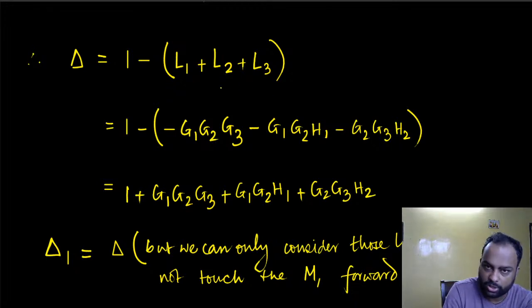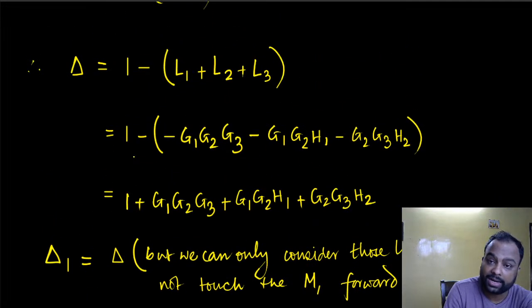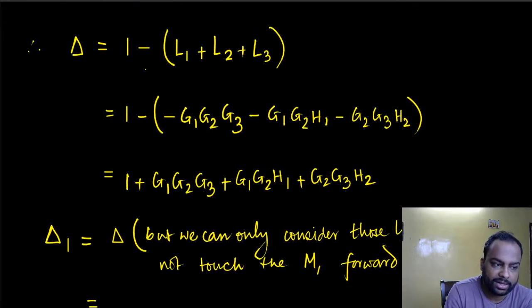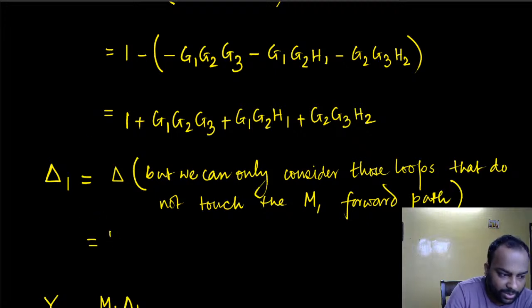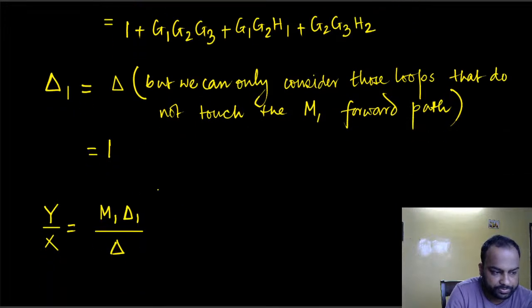So these loops are not there anymore, because for calculating delta 1, I can consider only those loops which do not touch the first forward path, in addition to the conditions imposed by the definition of delta itself. So none of the loops are there anymore, so that gets rid of all of this. So I am only left with 1. So delta 1 is essentially 1, and don't worry, we're going to solve more examples on this. So essentially what I have is M1 delta 1 by delta.